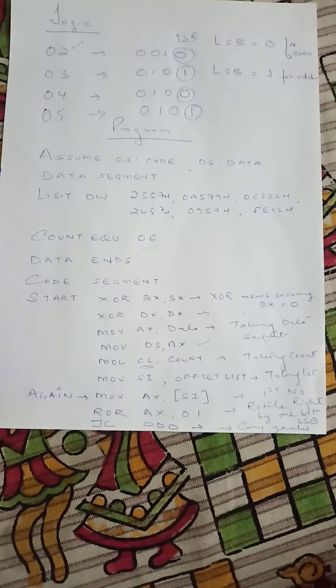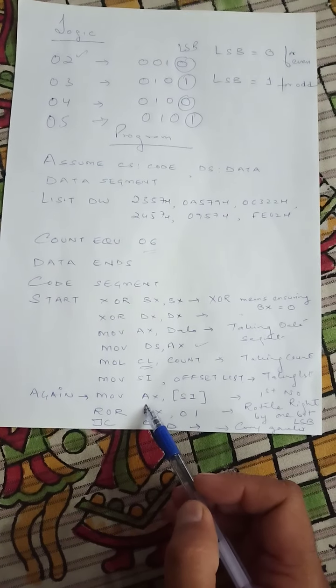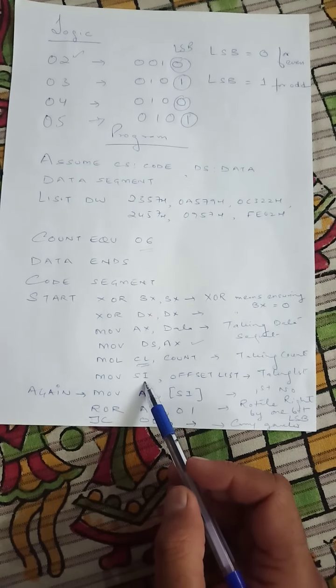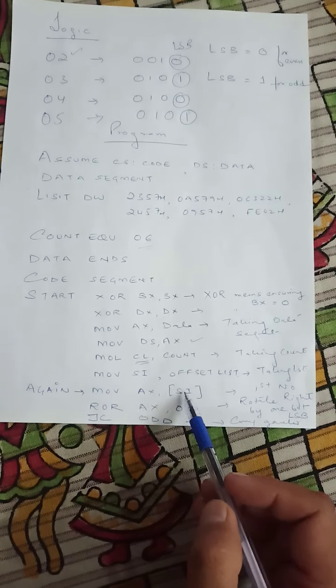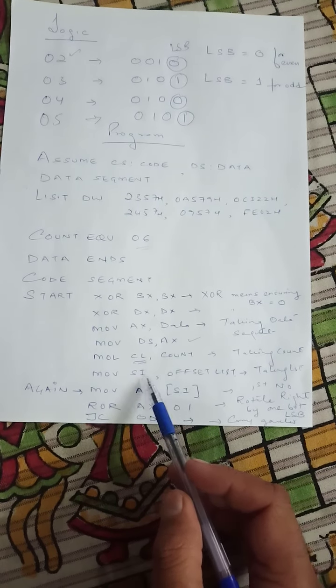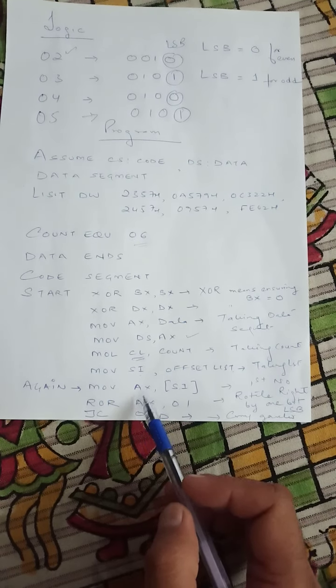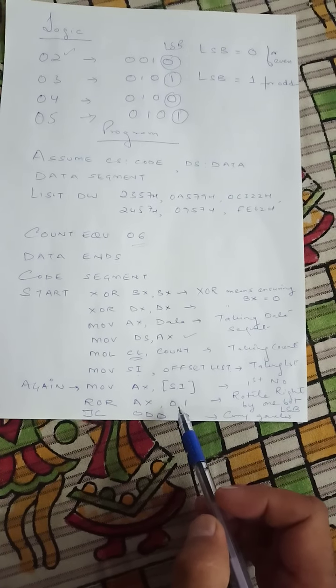We take the count in the CL register. Now we take the first number. We take the first number in AX. The source index is pointing to the first number, the location from where the data is taken to AX. Now we rotate the data to the right side by 1 bit.